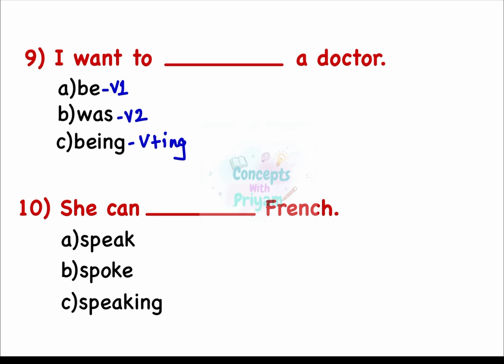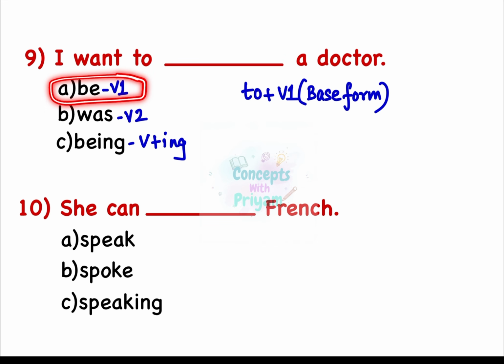Now learners, look at the words want to. And after to, we use the base form of the verb, verb 1. So the sentence structure is to plus verb 1, the base form of the verb. So the correct option is B. I want to be a doctor.